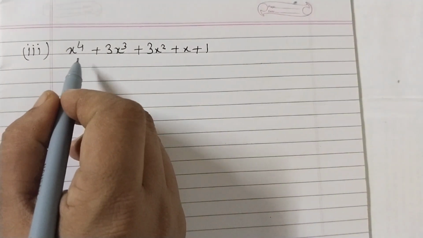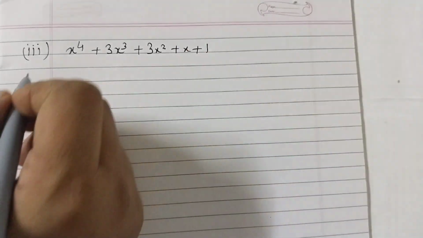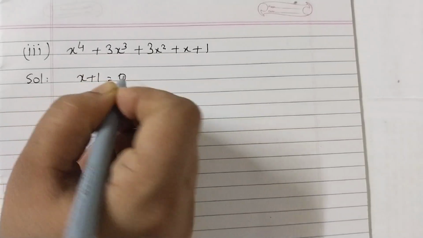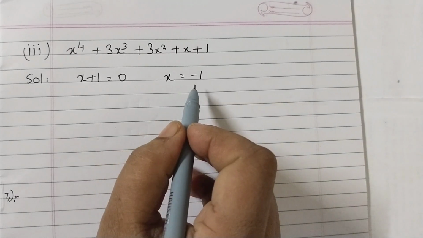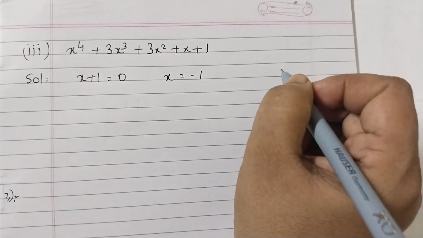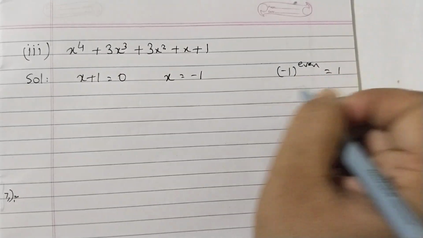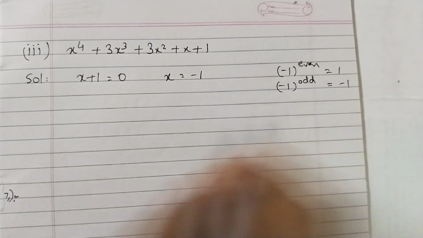Third one, x to the power of 4 plus 3x cubed plus 3x squared plus x plus 1. Same way we will do it. x plus 1 is equal to 0, so x is equal to minus 1. We will substitute minus 1 in place of x. And we remember that minus 1 to the power of an even number is 1. Minus 1 to the power of an odd number is minus 1.